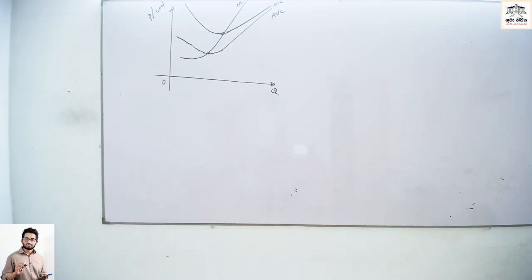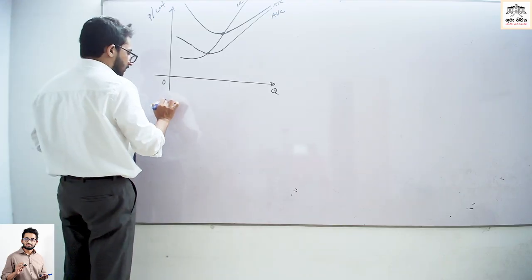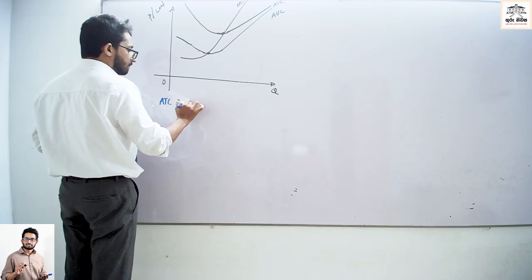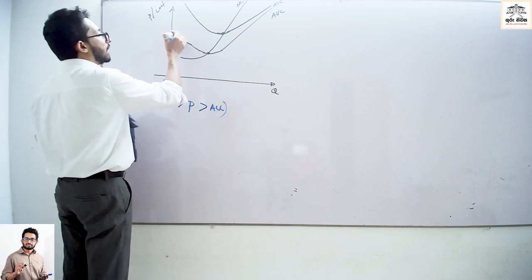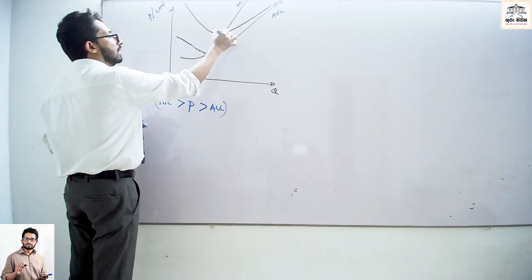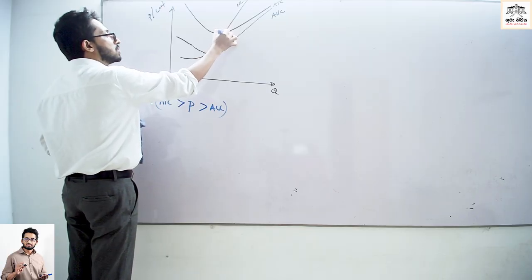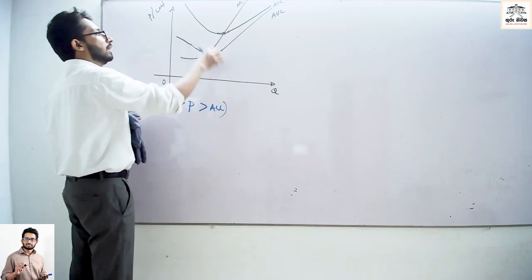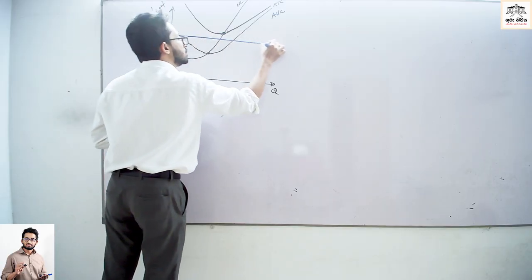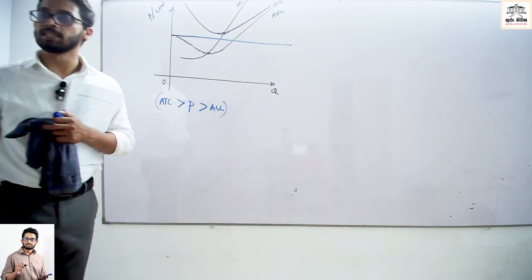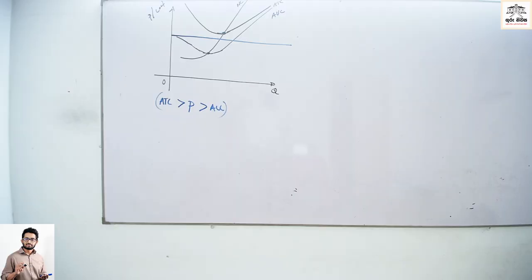Now what is the point here? The firm is making losses. It means the average total cost of the product is greater than the price of the product, but the price is greater than the average variable cost. The price of the product is lesser than the minimum average total cost, but above the minimum average variable cost. It means the price should be in between ATC and AVC. Did you get what I said?